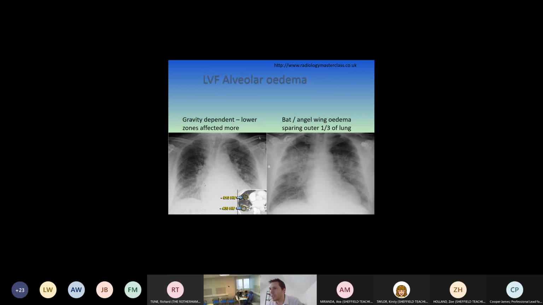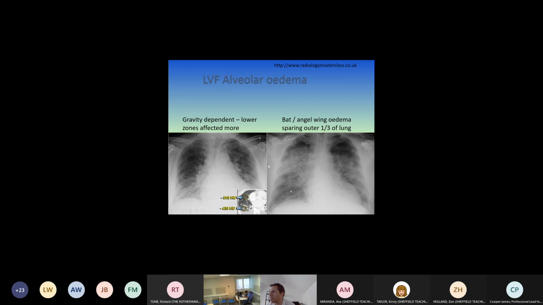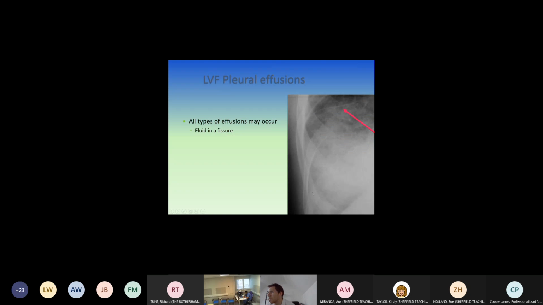So we've got two types of consolidation. Unfortunately, this is in the way here, but we've got some consolidation down there and down there. That's gravity dependent, so it's bilateral lower zone consolidation. This is perihilar or bat wing or angel wing consolidation. We've got bilateral, relatively symmetrical consolidation around the hilum. We see the gravity dependent pattern a lot more than the angel wing or bat wing appearances. Small bilateral effusions, so this time we've got fluid tracking into the horizontal fissure.